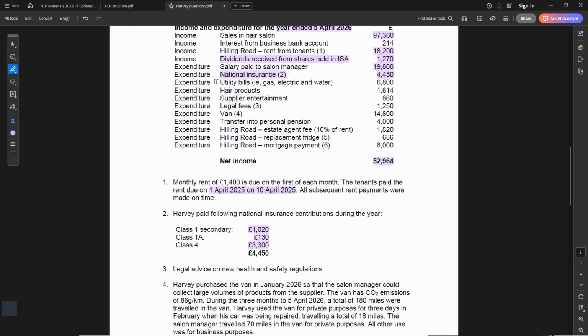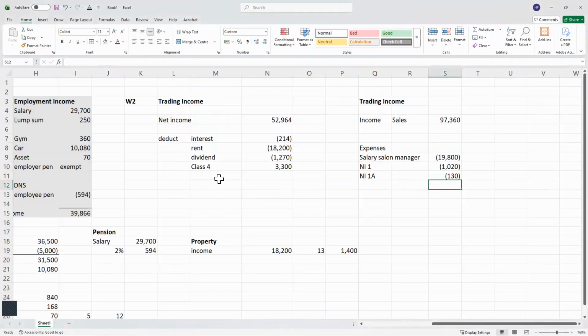And then the next one, utility bills, gas, electric and water, 6,800. So these are just normal expenses that are deductible from a trading business. They all relate to the trade. And then hair products, similarly, 1614, again, they're normal deductible expenses. So if we're starting with the net income, there's no adjustments required here for the utilities or the salon products. But if we're looking at income and expenses, then we can take a deduction for the utilities of 6,800 and then the hair products of 1614.